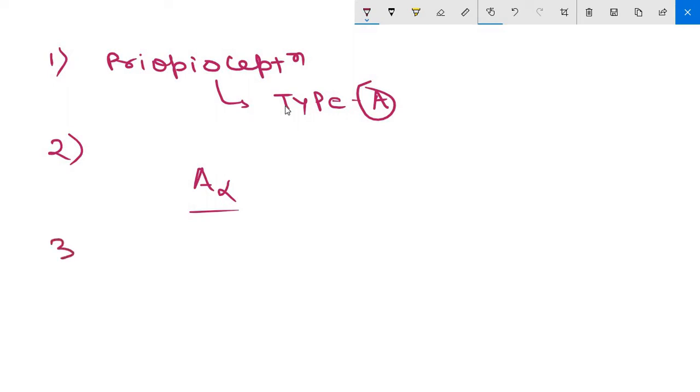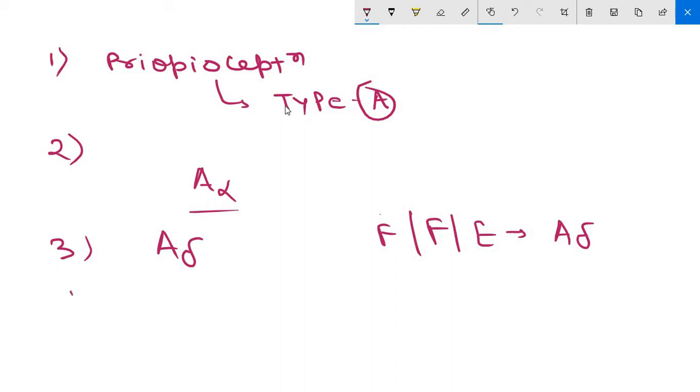The third question: A delta fibers are not involved in option A, fast pain; B, slow pain; C, fast pain; D, epicritic pain. The answer will be slow pain, because fast pain, also known as first pain or epicritic pain, is carried by A delta fibers. Slow pain, also known as second pain or protopathic pain, is carried by C fibers. This question is All India AIIMS 13.